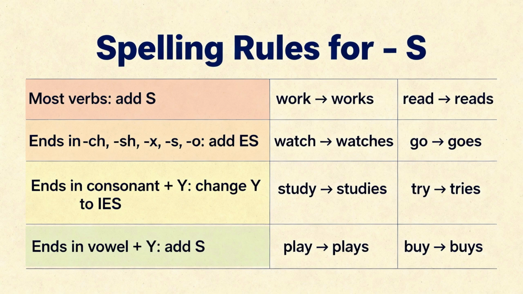Now let's talk about spelling rules for that s. For most verbs, we simply add s, like work becomes works. But if the verb ends in ch, sh, x, s, or o, we add es, so watch becomes watches. If the verb ends in a consonant plus y, we change y to ies, like study becomes studies. And if it ends in a vowel plus y, we just add s, like play becomes plays.